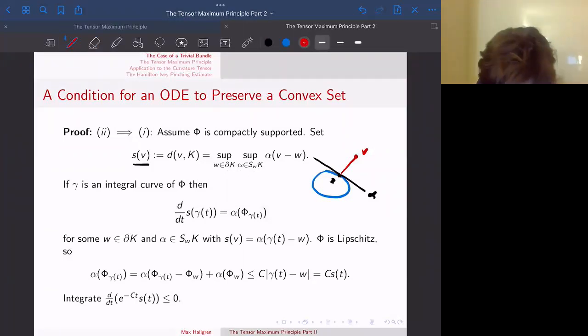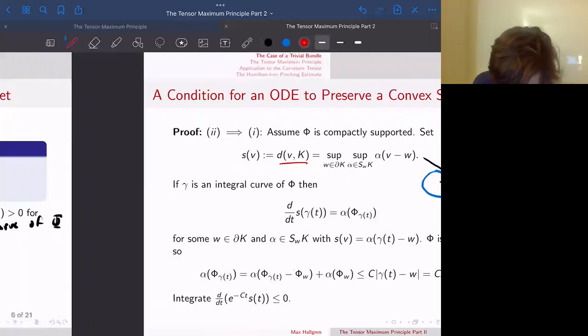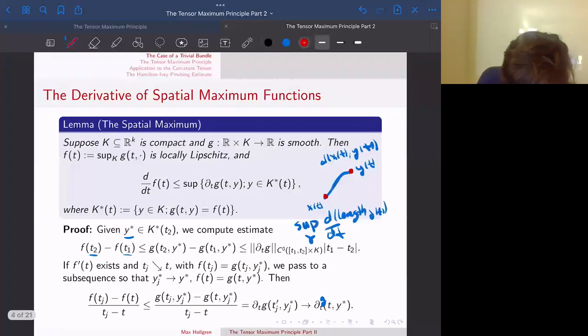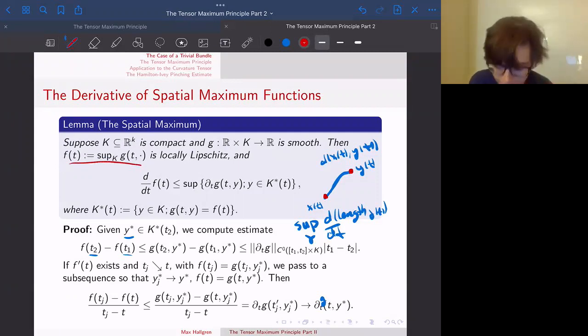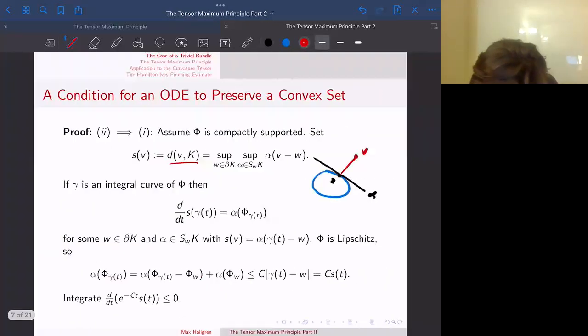Okay, so this is a really important reformulation of distance to a convex set, because now this distance function is not in general going to be smooth, but we have found that it's equal to the supremum of a bunch of smooth functions of V, right? Even affine functions of V. And this is going to be useful in combination with something that we talked about earlier, which is the way that we take the derivative of spatial maximum functions.